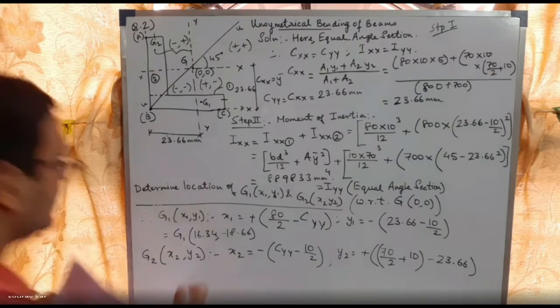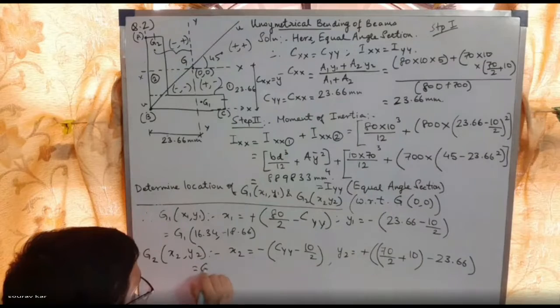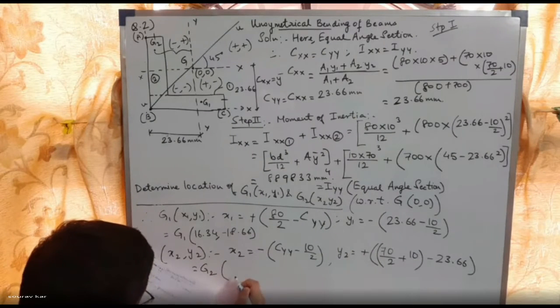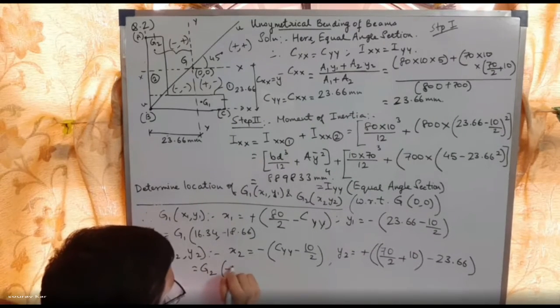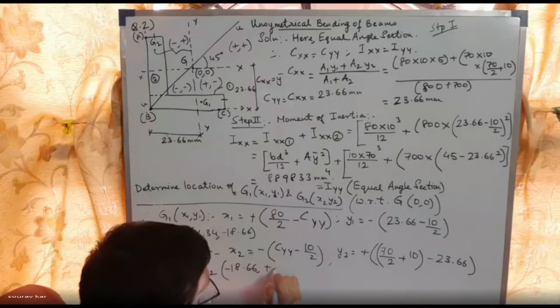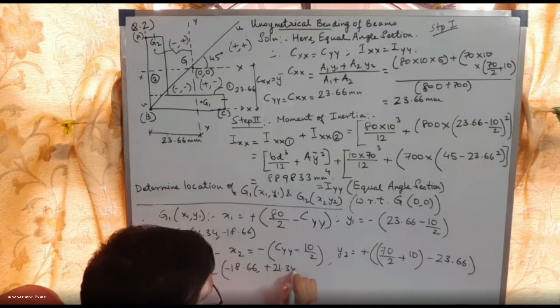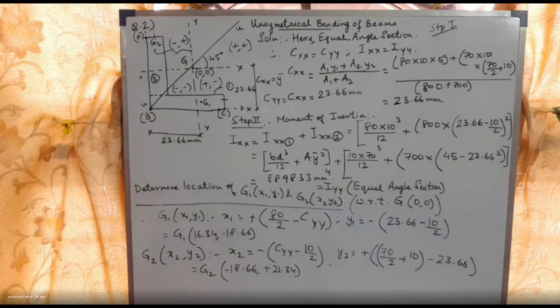So the coordinate of G2, so therefore the coordinate of G2 is coming minus 18.66 and plus 21.3.